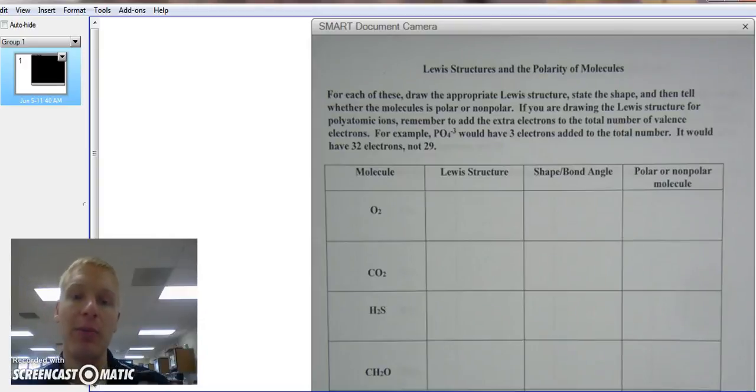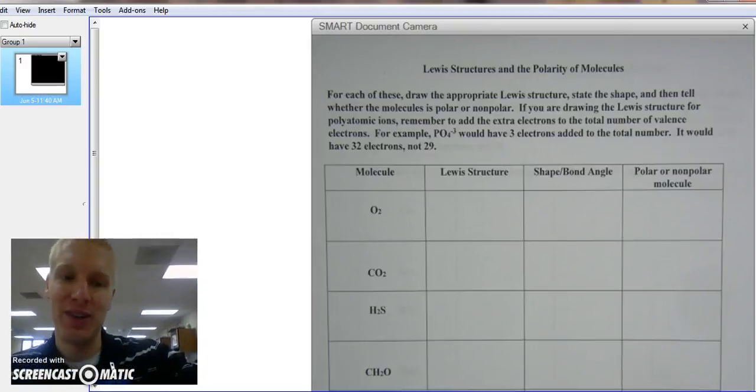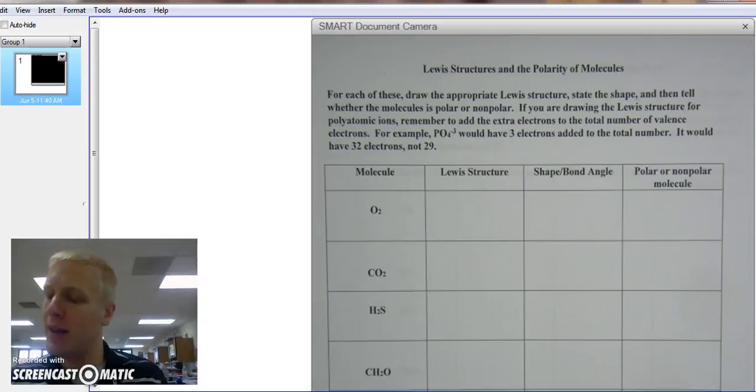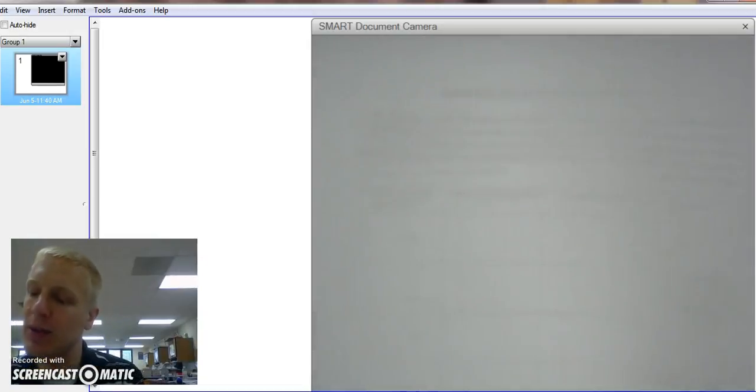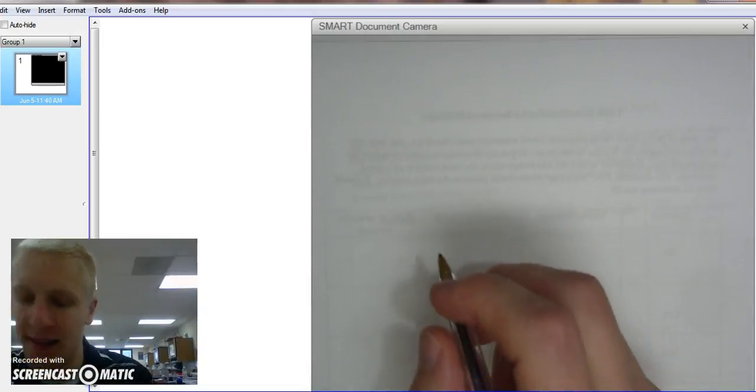Hello! In this video I'm going to be going over Lewis dot structures of individual elements and of molecules, and we'll be looking at symmetry and whether it is polar or non-polar. Alright, so first of all, quickly doing some basic examples.